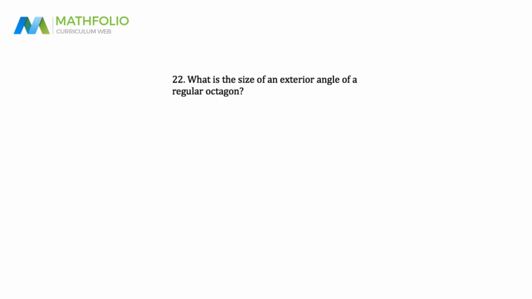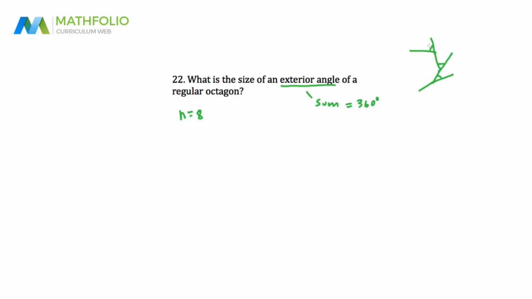Okay, question 22. What is the size of an exterior angle of a regular octagon? Well, in a regular octagon, there's 8 sides. Now, I don't need to draw it this time because for polygons, exterior angles, the sum is always 360 degrees. And when we're talking about exterior angles, let me just draw a few sides. We're talking about these angles here when we stretch them out.